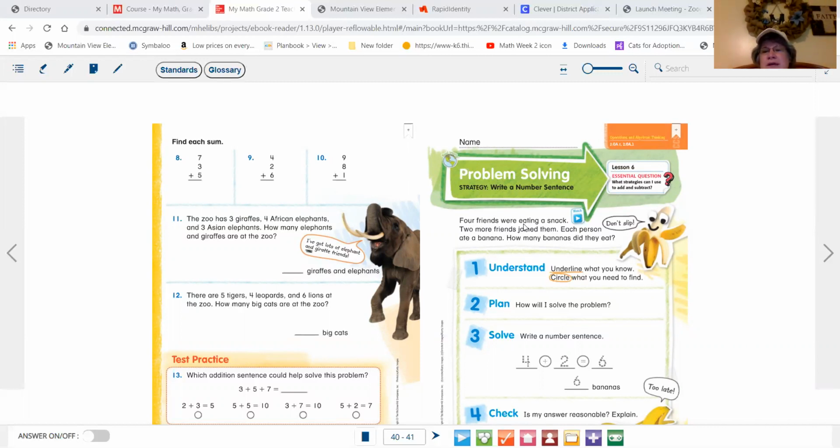4 friends were eating a snack. 2 more friends joined them. Each person ate a banana. How many bananas did they eat?